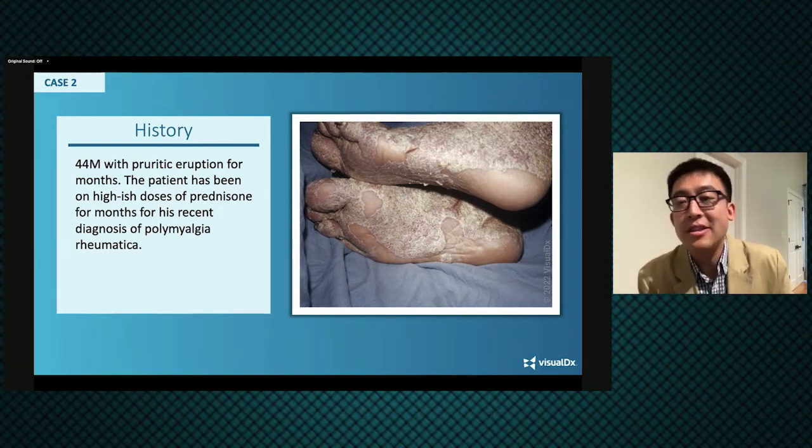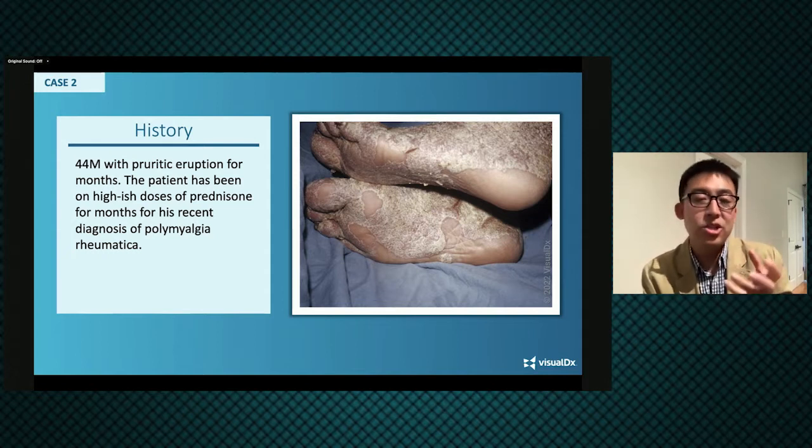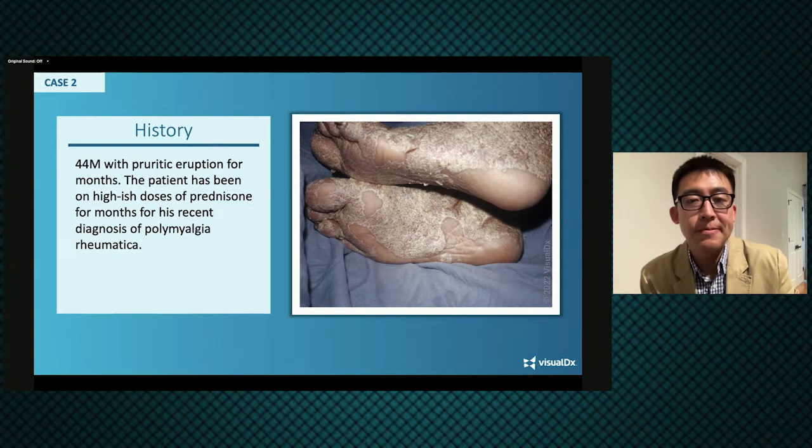I think there's a lot of things that we could think about here. Anytime you see something that looks papulosquamous, especially on the acral surfaces, we're thinking about things like psoriasis. But the thing here is that if this patient's been on high-ish doses of prednisone, it should really change how we're thinking about this case.